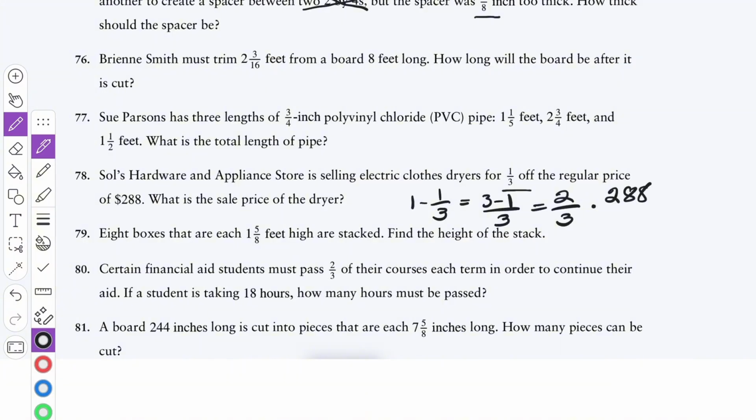Okay. And because I don't have a lot of room, I can make this easier if I do 288 divided by 3. If 3 goes into 288 and it does 96 times, then I can just multiply 2 times 96, right? It says, what is the sale price of the dryer? Okay. So that would be $192. What is the sale price? Okay.